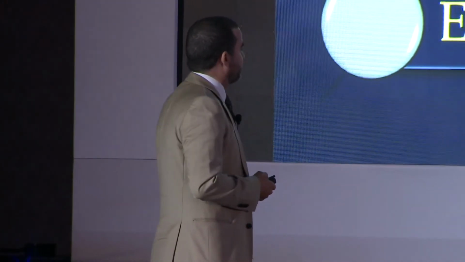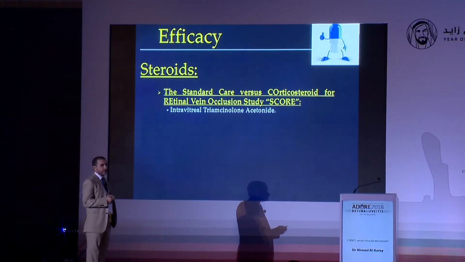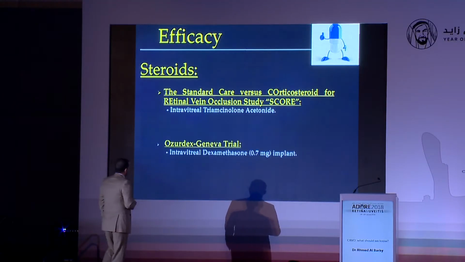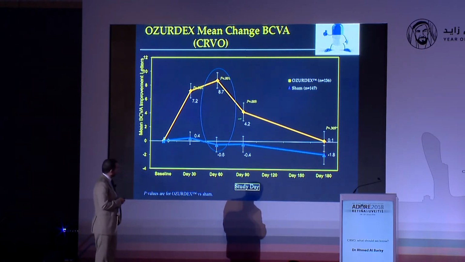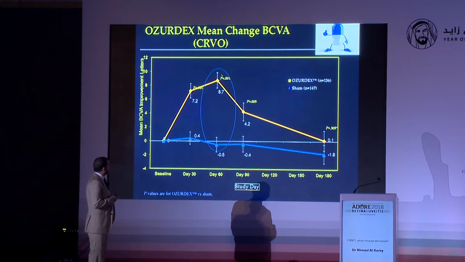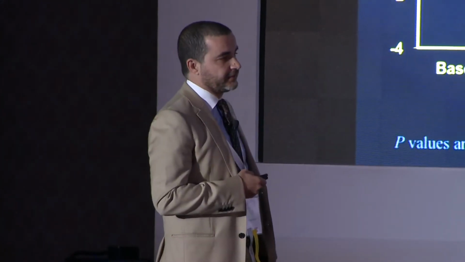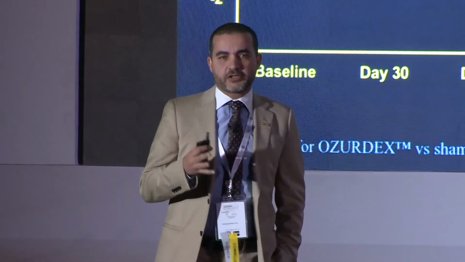The last thing, I think we should discuss the efficacy, and I think Dr. Rao explained that. We all know about the efficacy of steroids, starting from the old SCORE trial, intravitreal triamcinolone, ending with the Ozurdex pivotal trial. And you can see here the Ozurdex or dexamethasone implant. Actually, it gave a good visual gain, especially at 3 months, but usually we know that the effect declines by time.